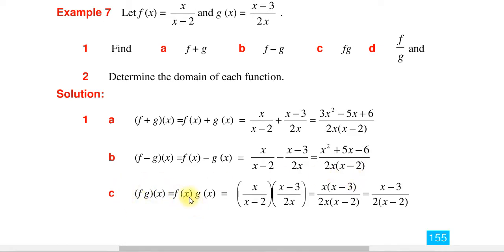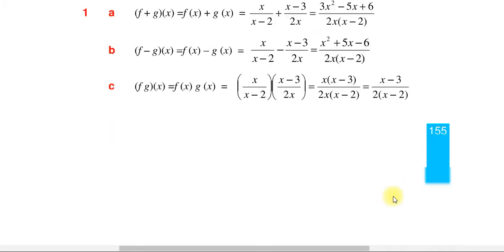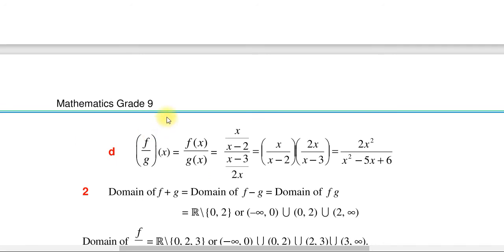For the product, f of x times g of x is equal to x over x minus 2 times x minus 3 over 2x, which is equal to x minus 3 over 2 into x minus 2. Okay, then let's take the quotient. The quotient f over g at x means f of x over g of x. We substitute the values, and finally 2x square over x square minus 5x plus 6 comes.